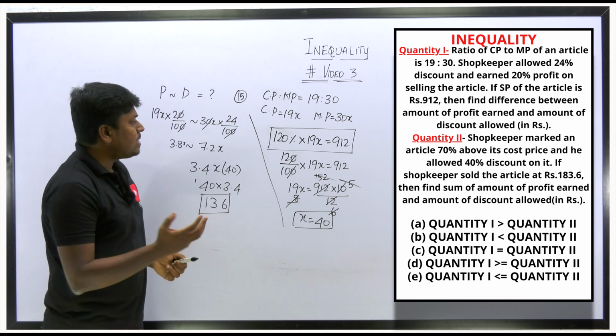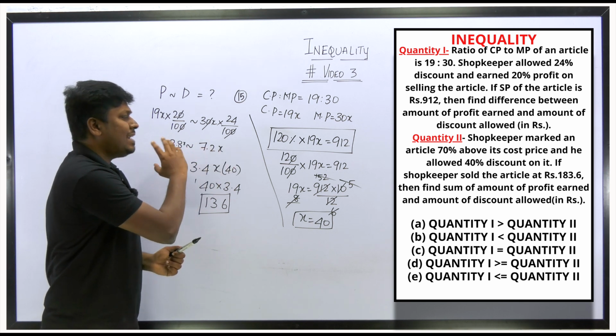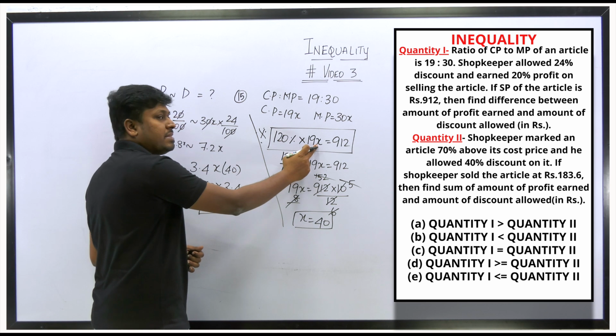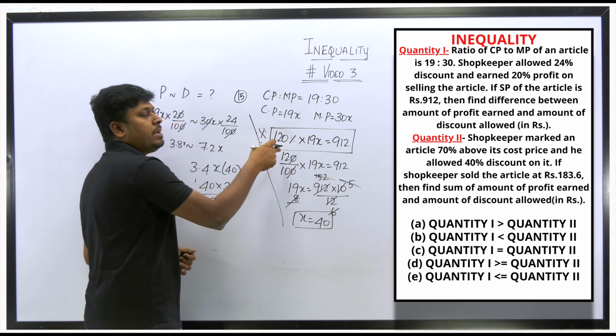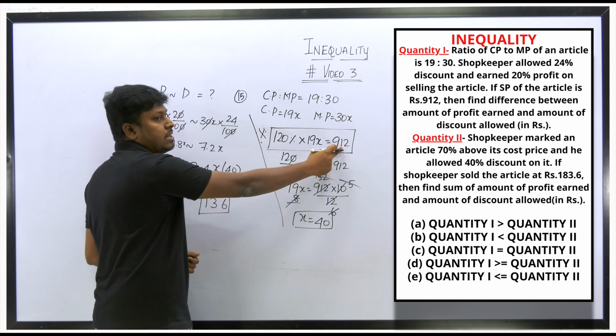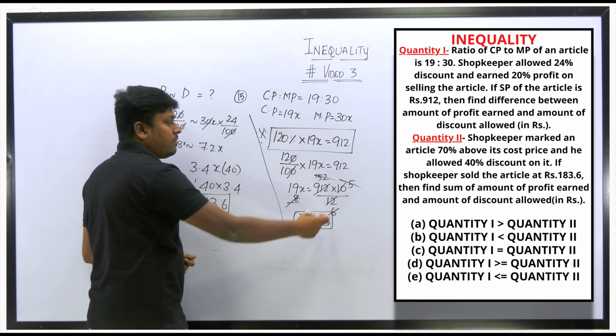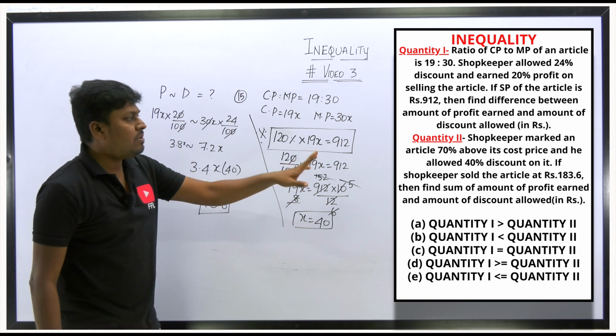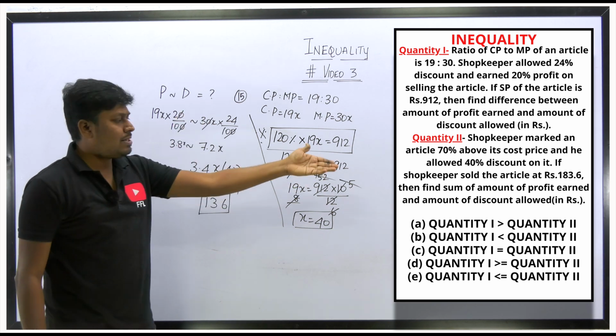So friends, easy or not? See, I didn't use any formulas. This is the only step you need to know: from that cost price, if the profit earned is 20%, then this will be the selling price. So finally I have found the value of x. After finding the value of x, in the direct question we need to find the difference.